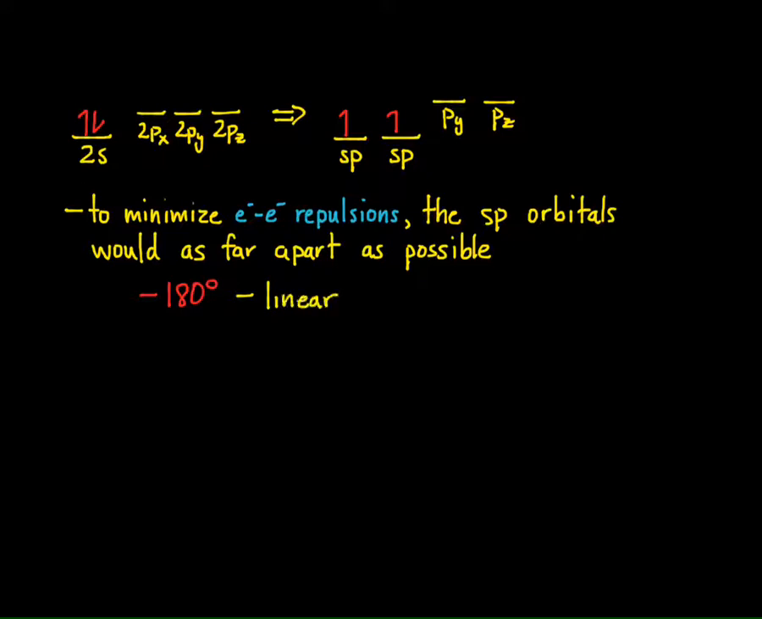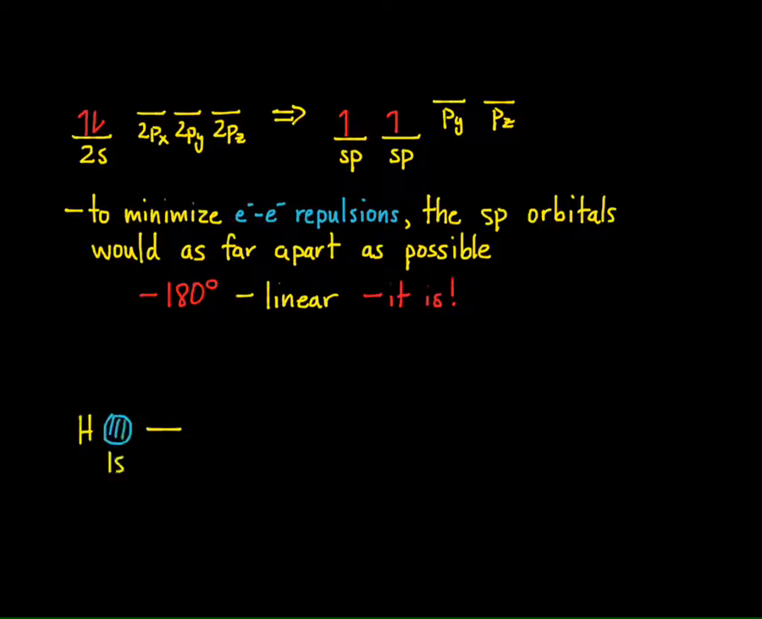So this gives us a linear structure, and we would predict atoms that have sp hybridization to have a linear structure. And indeed, beryllium hydride is linear, right? So now we can draw a molecular orbital picture of the entire beryllium hydride. And we're going to start by simply thinking about how beryllium and hydrogen form a bond, right?